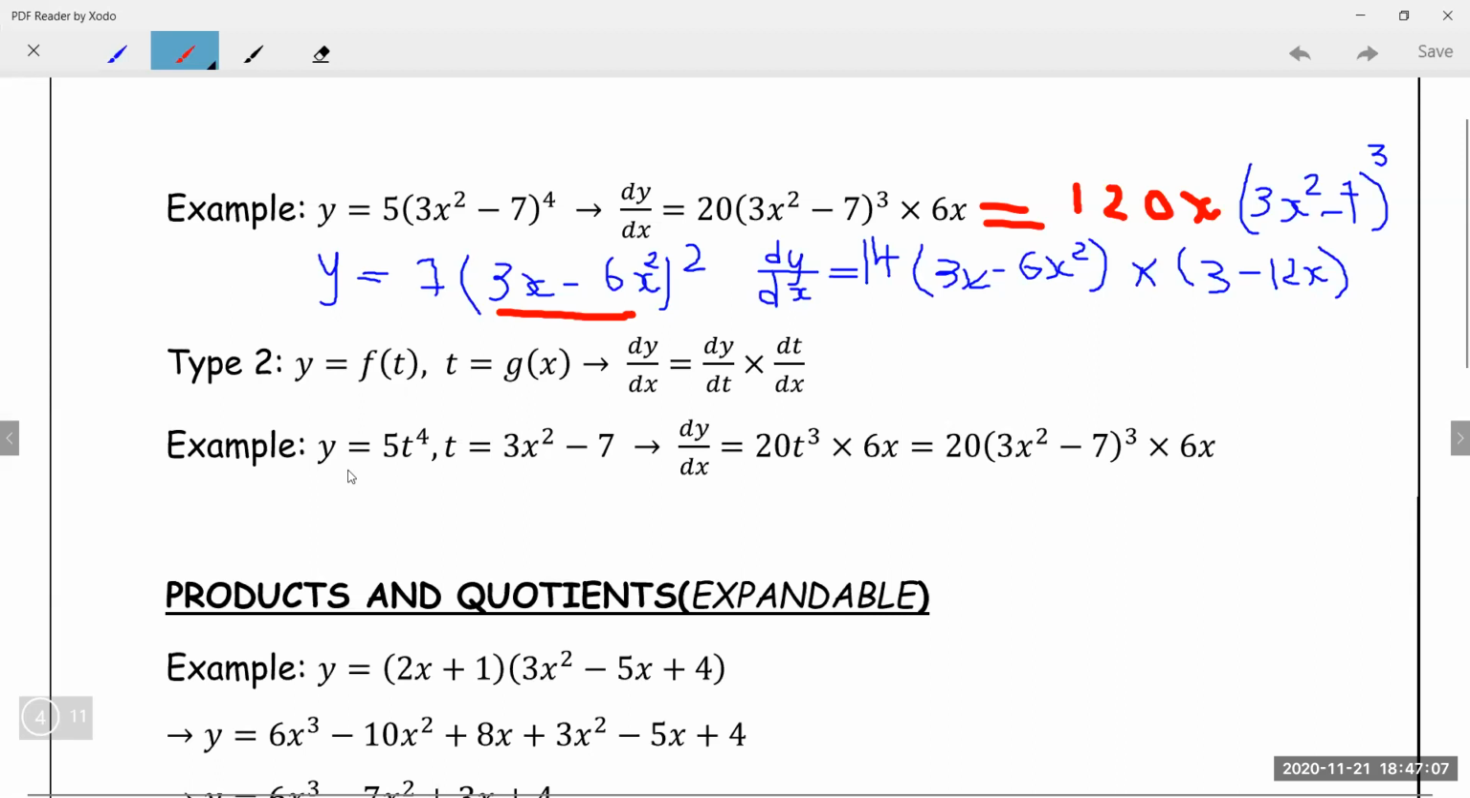All right, so let's look at this example. y is equal to 5t to the 4th power. What's dy by dt? 20t cubed, good. Now look at this, t is equal to 3x squared. So what is dt by dx?